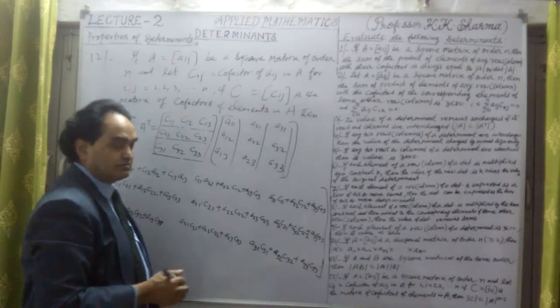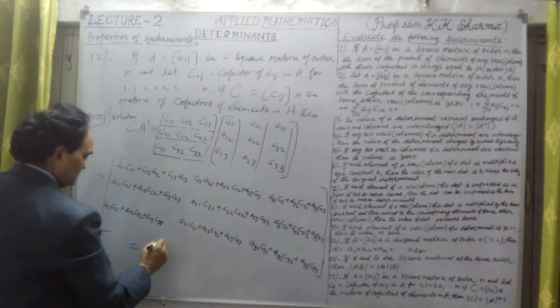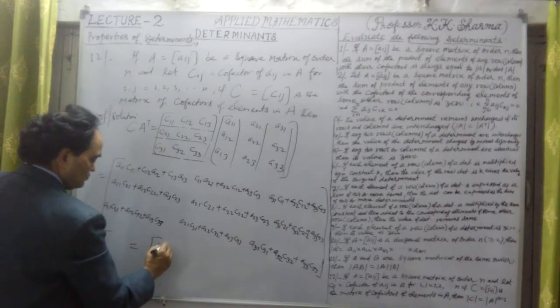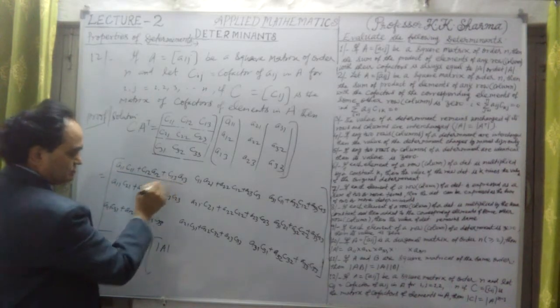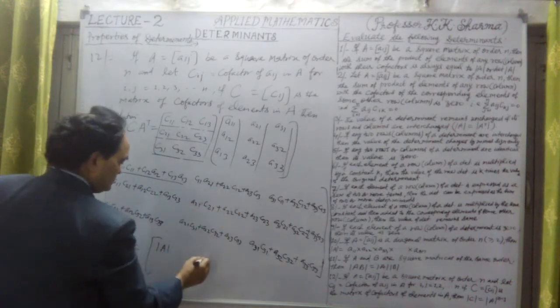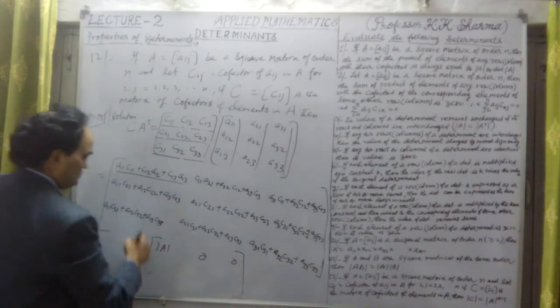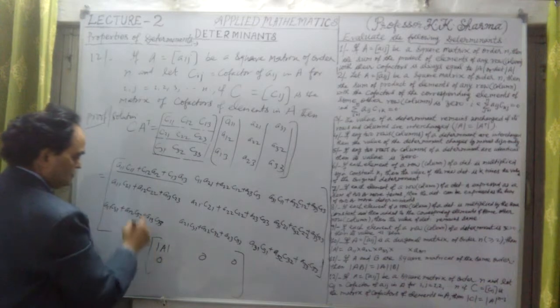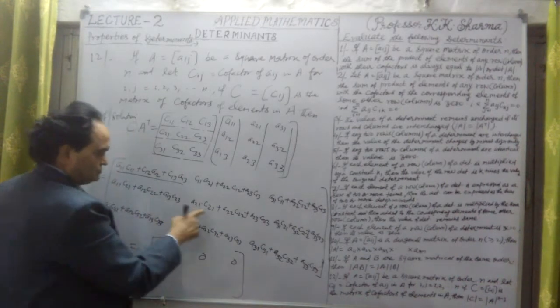This is also the determinant value. Let me write here: this is the value of determinant A, the first one. This is 0, this is also 0, total 0. Because different cofactor, different element, 0.